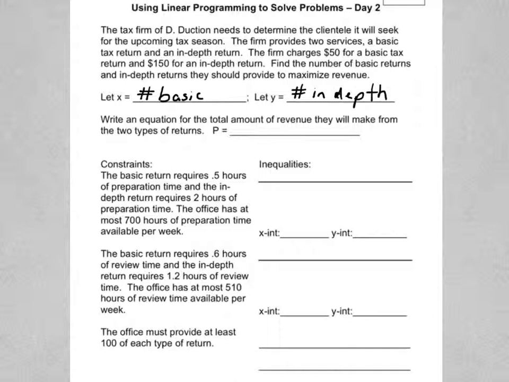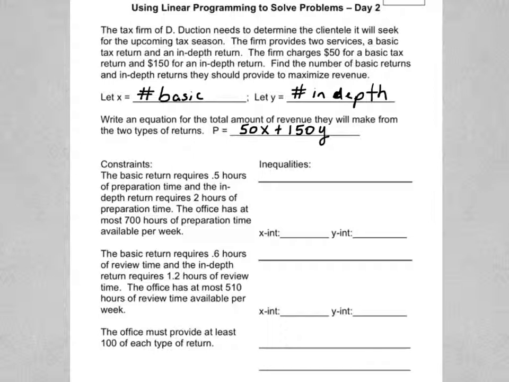Okay. So, and then we want the profit statement. Write an equation for the total amount of revenue they're going to make from these two types of returns. So their profit is going to be $50 times the number of basic returns plus $150 times the number of in-depth returns. Okay, try to make that D look a little better.